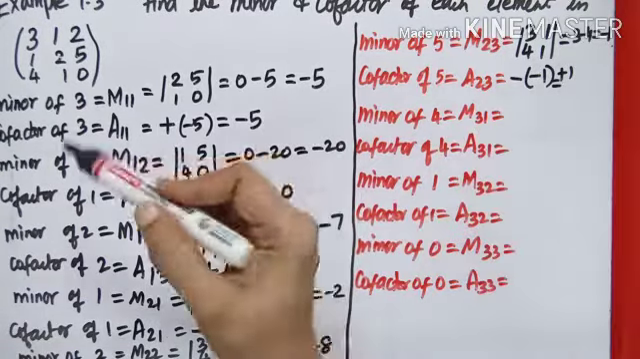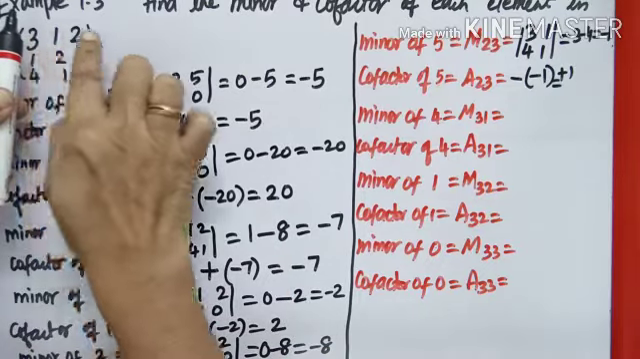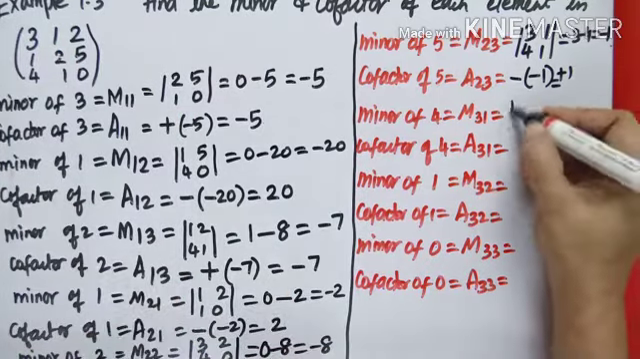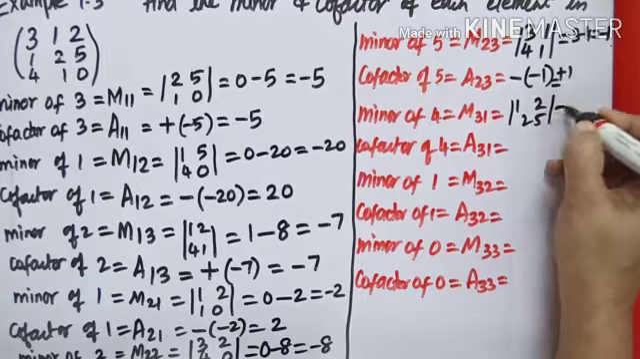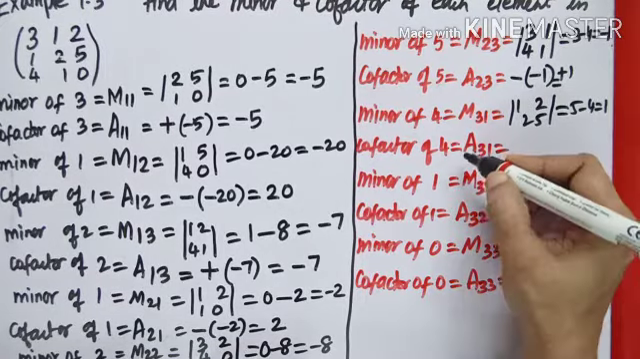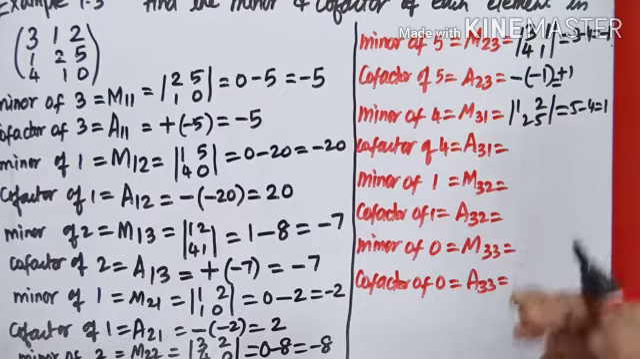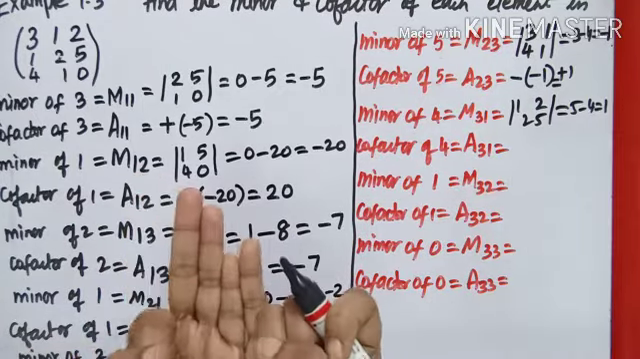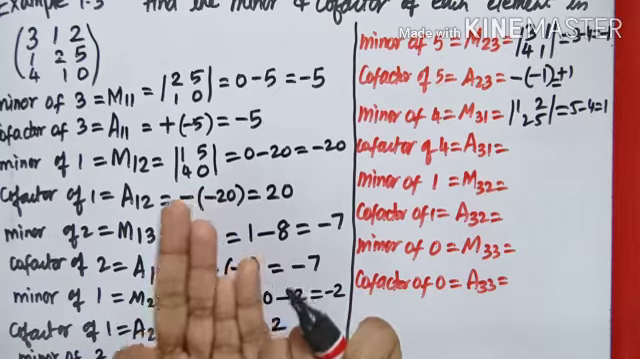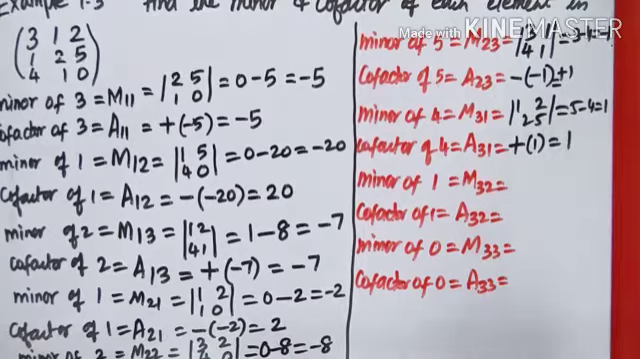4. Where is 4 coming? Third row, first column. What is left out? 1, 2, 2, 5. 5 minus 4, that is 1. A31, cofactor of 4. 3 plus 1, total is 4. 4 is an even number. So plus 1 equals 1. Try to fill the remaining and check your answer.